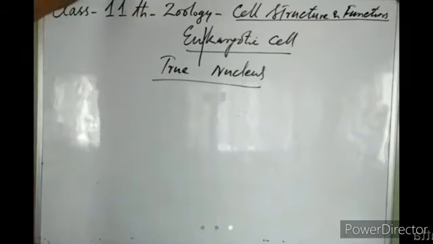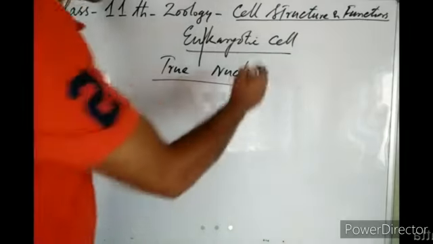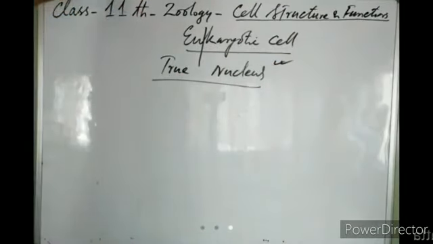What is a true nucleus? A true nucleus is a nucleus which is covered by a double nuclear membrane and having linear chromosomes with linear DNA in them. So these cells have got a true nucleus. That is why we call them eukaryotic cells.